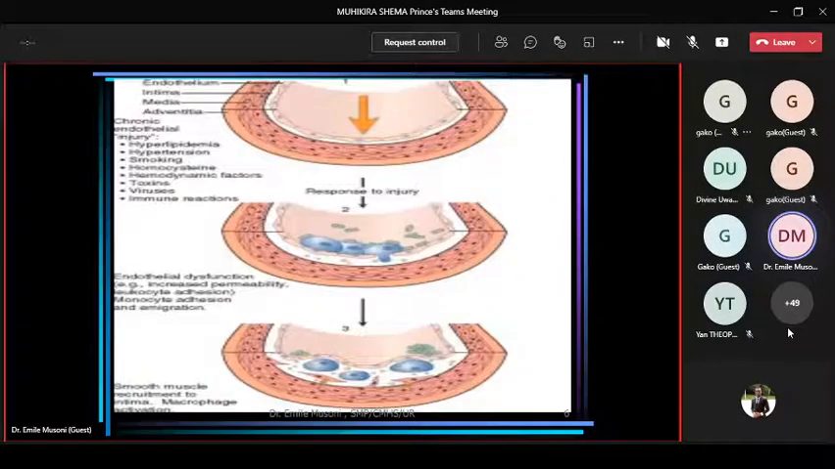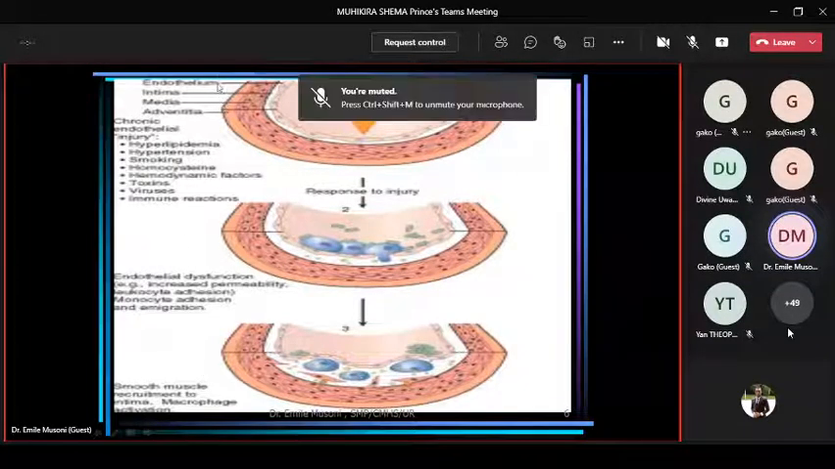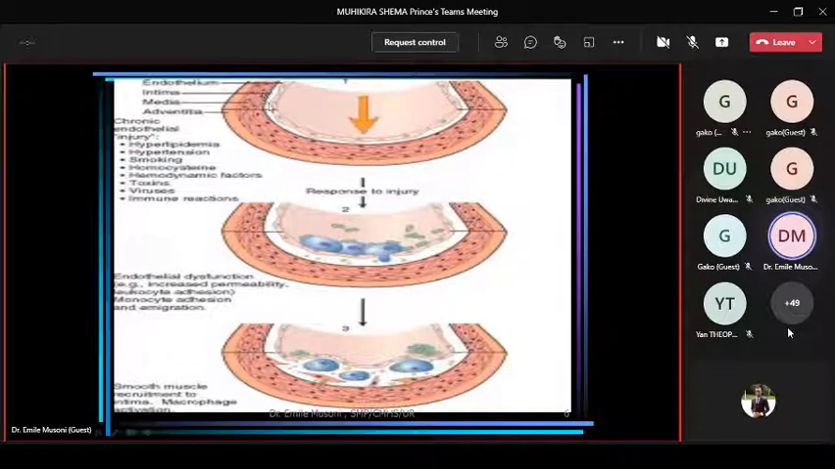Let us see some images. Here you see the blood vessel. Here there is endothelium. Still remember the story: the cell injury, which can be caused by hyperlipidemia, hypertension, smoking.